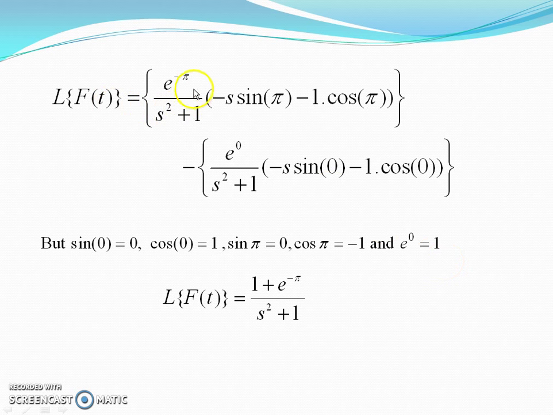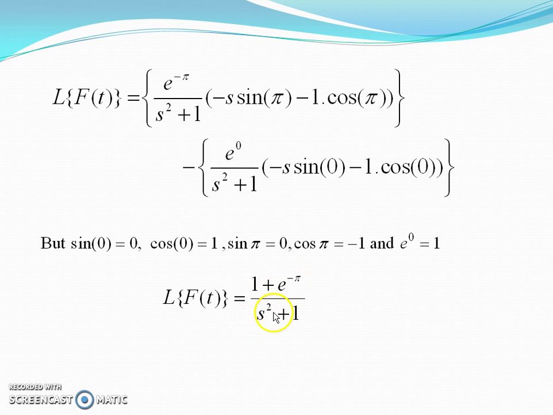After putting the limits, first the upper limit: e raised to minus pi upon s square plus 1 in bracket, minus s into sin pi minus cos pi, then minus in bracket. Now put the limit t equal to 0, the lower limit: e raised to 0 upon s square plus 1 in bracket, minus s sin 0 minus 1 into cos 0. But we know that sin 0 equals 0, cos 0 equals 1, sin pi equals 0, cos pi equals minus 1, and e to the power 0 equals 1. Therefore, the Laplace transform of f of t is equal to 1 plus e raised to minus pi upon s square plus 1.